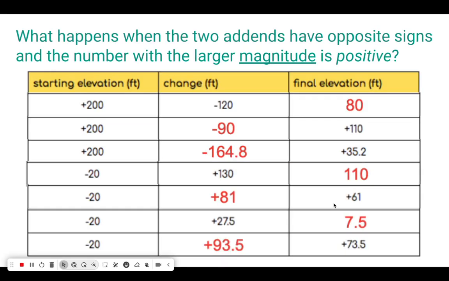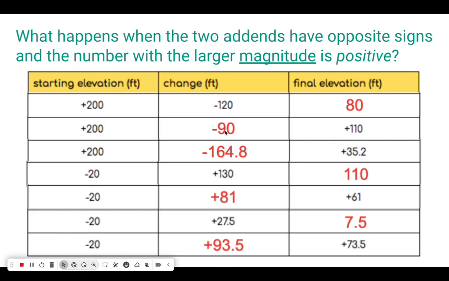However, what happens when you have two addends that have opposite signs? Look at the number of the larger magnitude, and remember, magnitude is the absolute value. If its magnitude is positive, the answer is positive. So look at this. We have positive 200, negative 120. It's 80. Well, we didn't add those two numbers together. What we really did was subtract them, and the final was positive because the bigger number was positive.